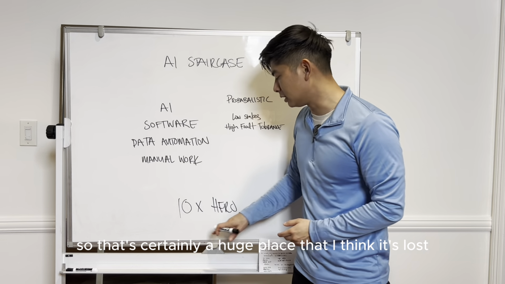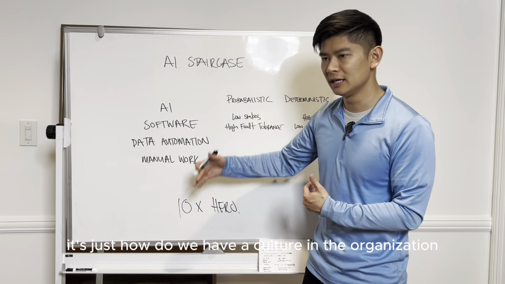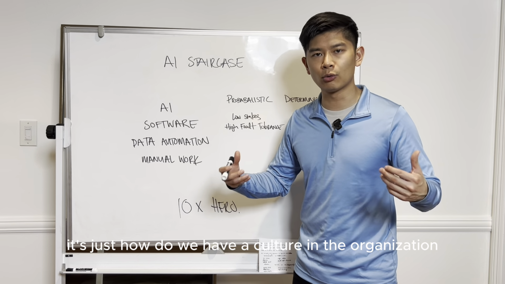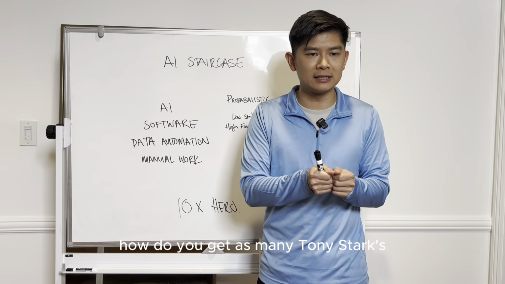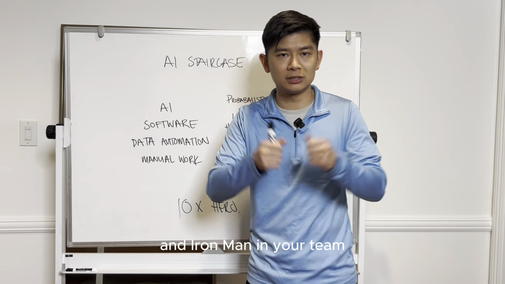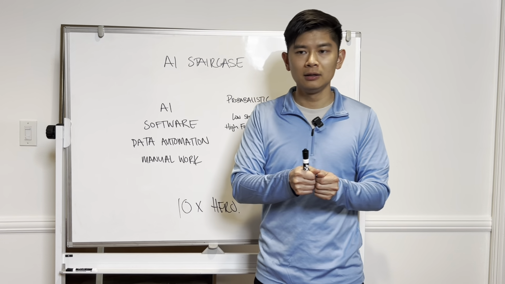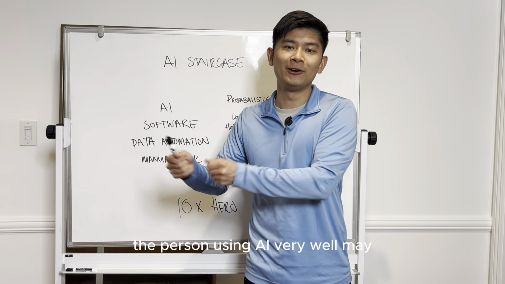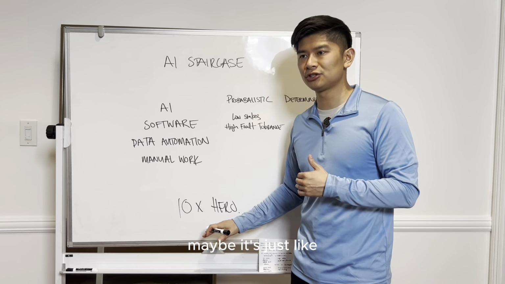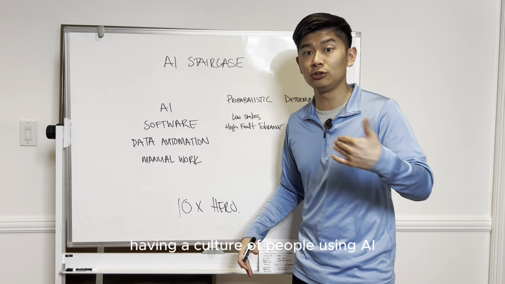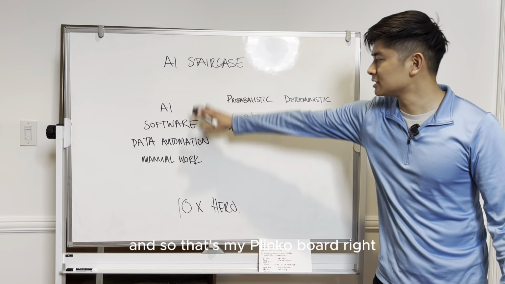So that's certainly a huge place that I think gets lost when we get excited about replacing business processes: how do we have a culture in the organization where we're encouraging people to play with these tools? The idea here is how do you get as many Tony Starks and Iron Men on your team? Because while AI may not take your job, the person using AI very well may. And understanding that distinction, maybe it's just having a culture of people using AI so you have 10x heroes. And so that's my Plinko board, right?